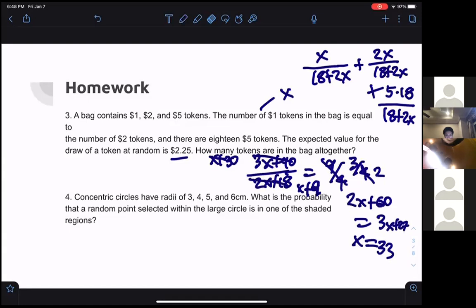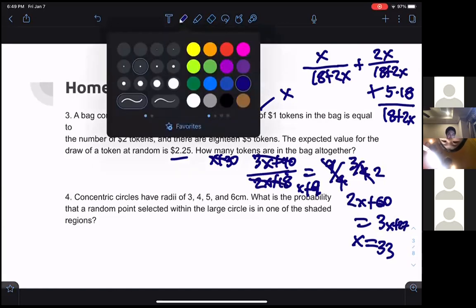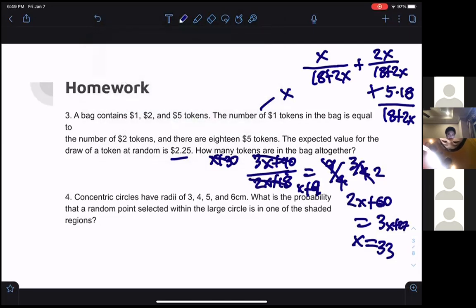So the fourth problem, you have concentric circles, radii of 3, 4, 5, and 6. What's the probability that a random point selected within the large circle is in one of the shaded circles? And I believe you were given the following diagram for this homework. It was something like this.